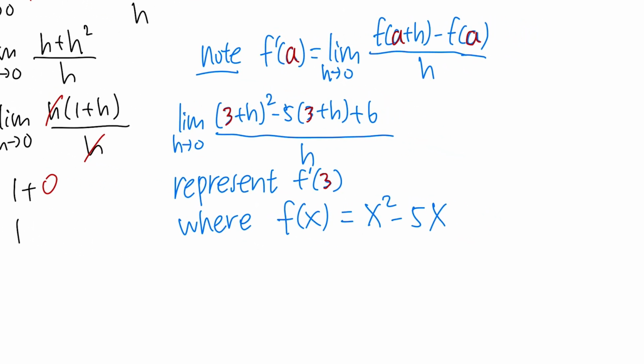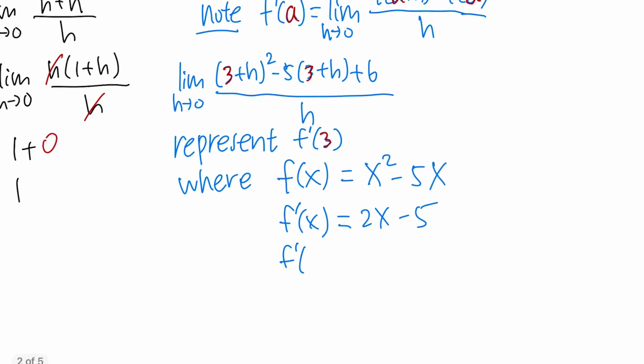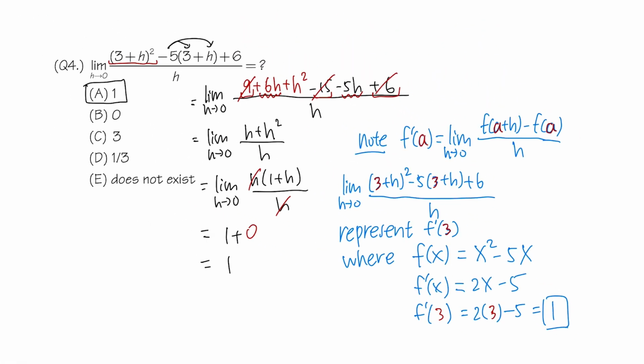Let's finish this. Once we know this represents a derivative, we can just take the derivative f prime of x. This is equal to, use the power rule, we get 2x minus 5, and then plugging 3 into this derivative, we get 2 times 3 minus 5, which of course will give us 1. And of course, that's the same as what we got earlier.